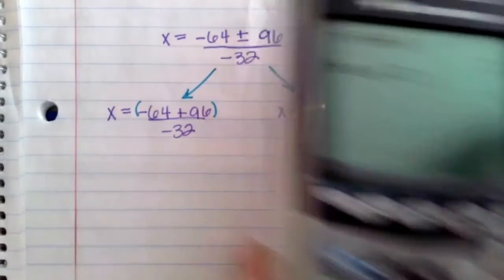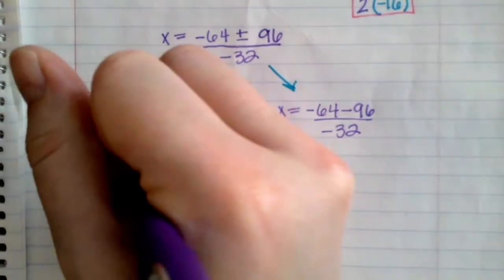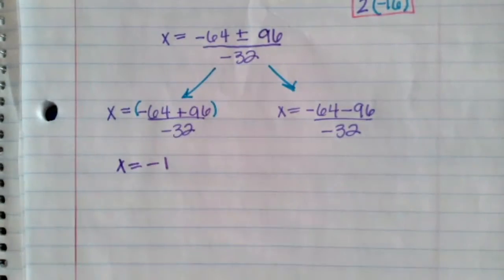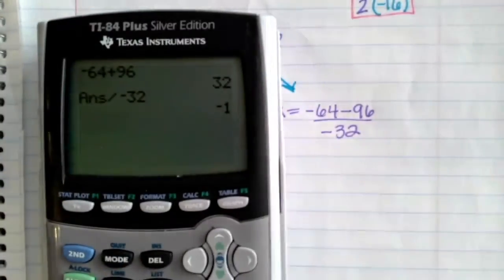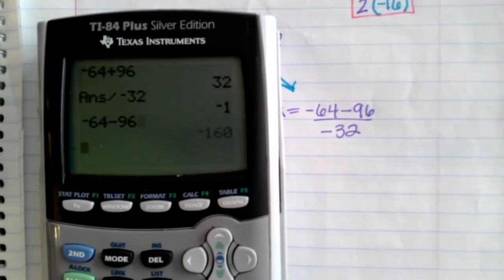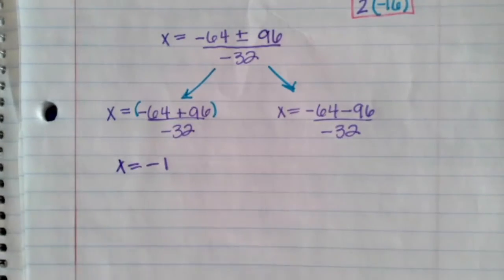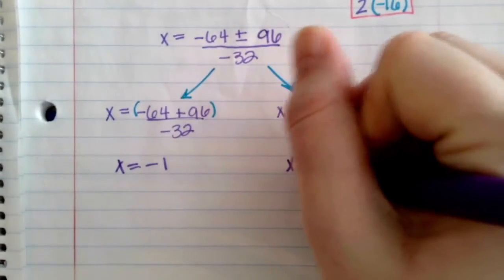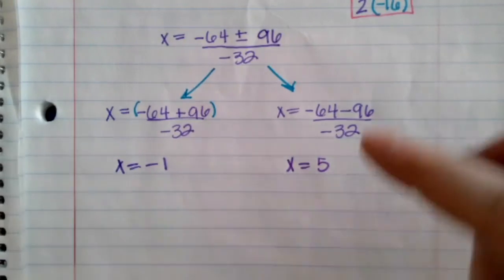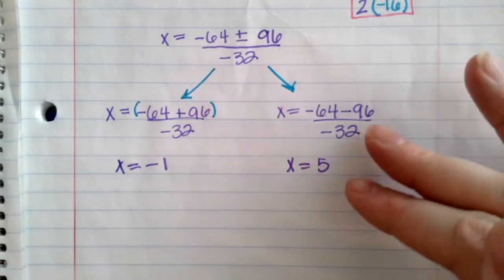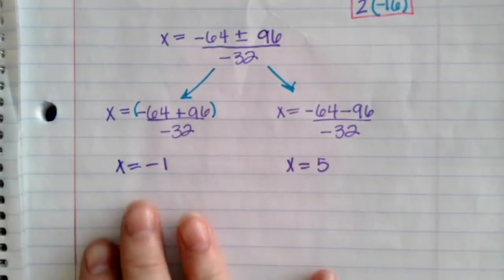So one of my answers is negative 1. X equals negative 1. Over here, hit equals after the top, divide by negative 32 to get positive 5. So x equals positive 5. Now, if we were just doing math isolated without a context, we would be done. These are our two solutions.